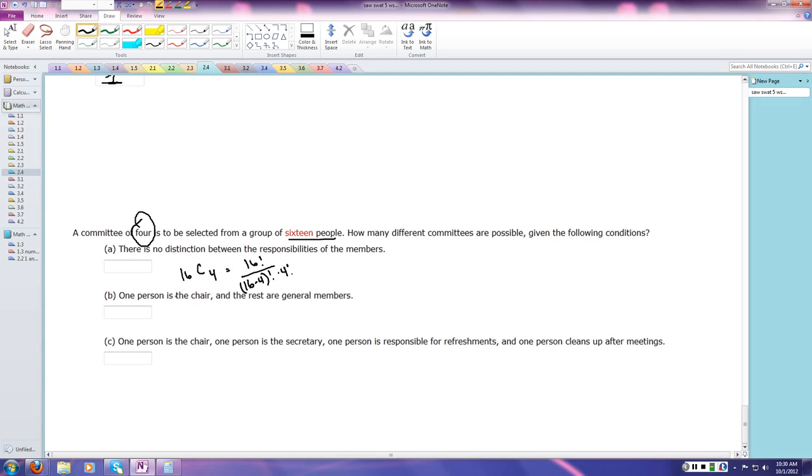If one person is the chair and the rest are general members, that means I have 16 people to pick from for the chair, but then I have 15 people remaining, and I'm picking 3. So I take 16 times this number.